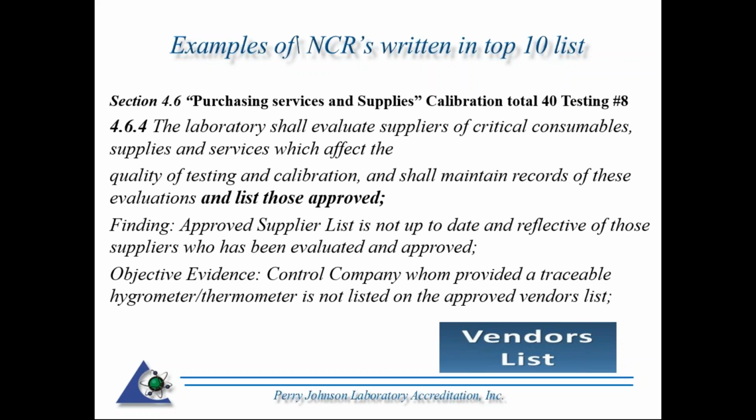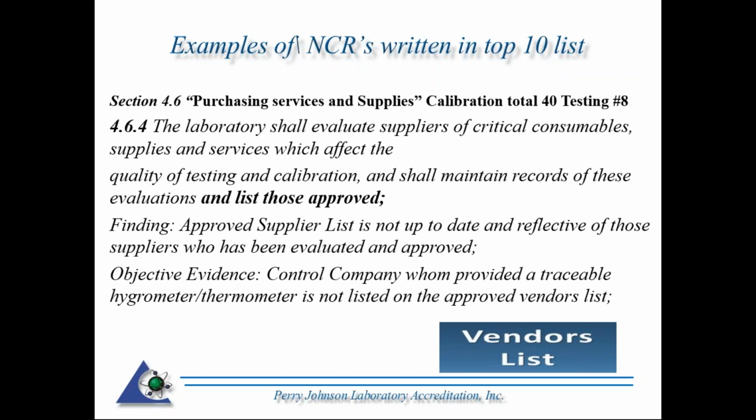Okay, 4.6, that's an area for purchasing services and supplies. You see it was number 8 for testing, and there's a total of 40 instances among calibration labs that were assessed during that time frame. 4.6.4: the laboratory shall evaluate suppliers of consumable supplies and services which affect the quality of testing and calibration, and shall maintain records of these evaluations. And what's listed there is a list of those approved.